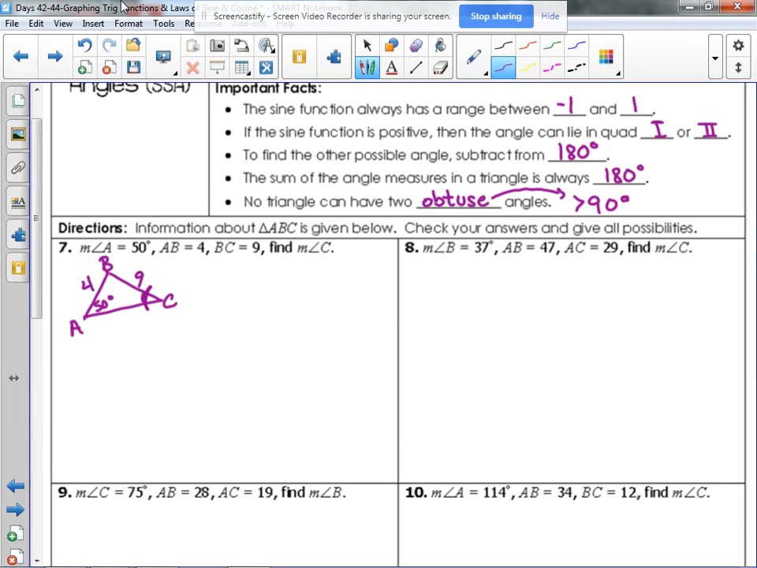So this is set up perfectly for the law of sines. Sine of 50 degrees, side A is across from that, is equal to the sine of, this time we don't know the angle. That's where our variable is going to go, over the side that is opposite of that angle, that is 4. So we still cross multiply. 4 sine 50 is equal to 9 sine of x. This time we divide by the 9 though.